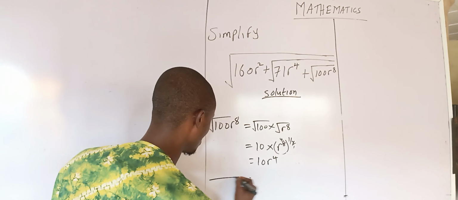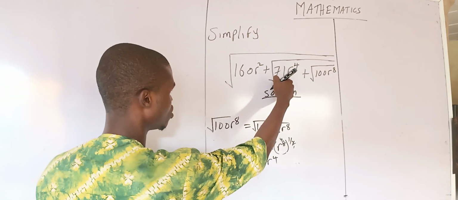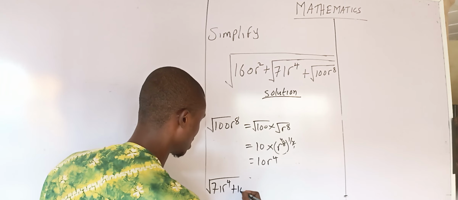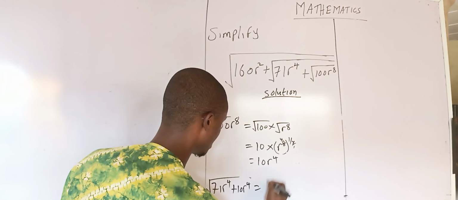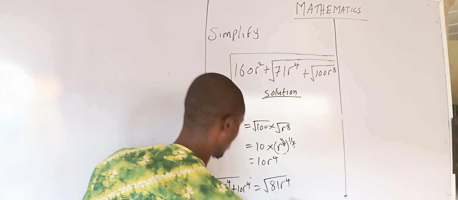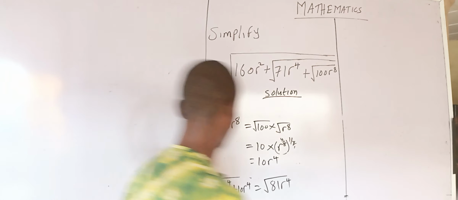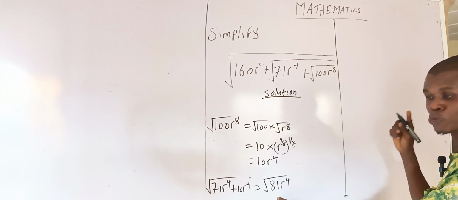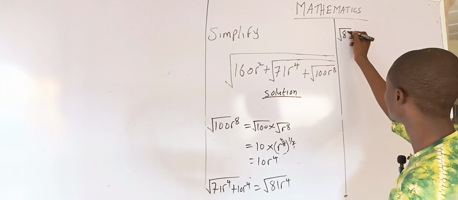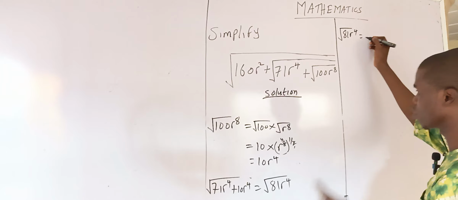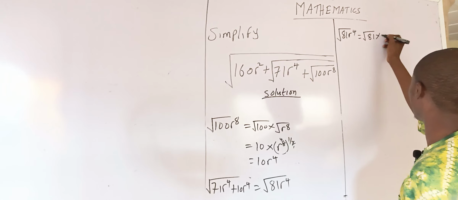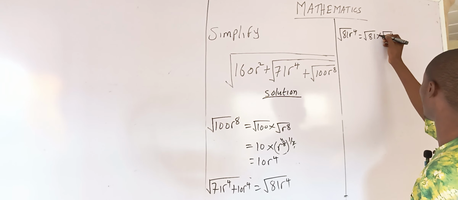Now let's input it into the other bigger part. So that is 71r to the power of 4 plus 10r to the power of 4, and that gives 81r to the power of 4. Right? Now from there, I can resolve this. So you can have root 81 r to the power of 4. Also follow indices as we've done here. So that will be root 81 multiplied by root r to the power of 4.